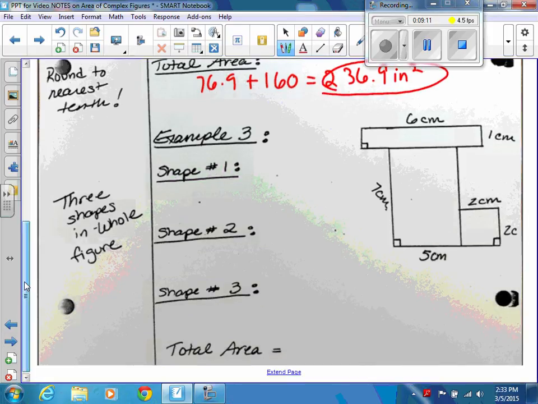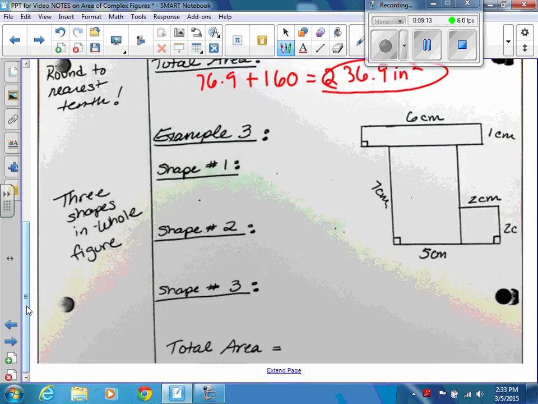Okay, again, getting a little more complex. Now, one thing to keep in mind is they may not actually cut this apart for me. I already have this clearly cut into 3 separate rectangles. Here's 1, here's 2, and here's 3.